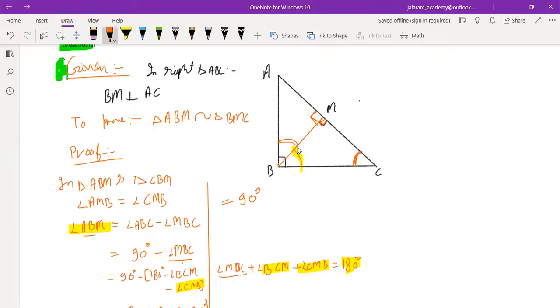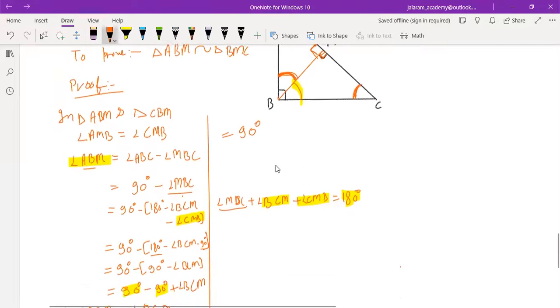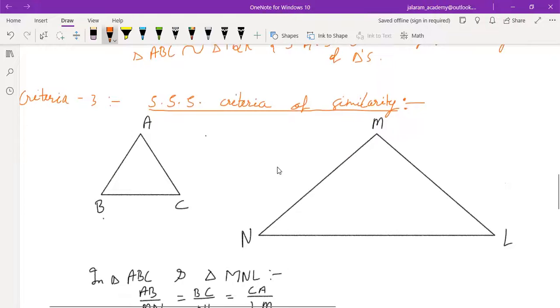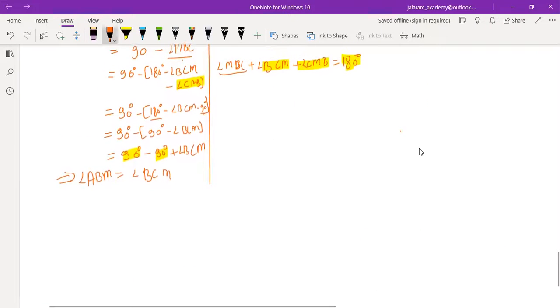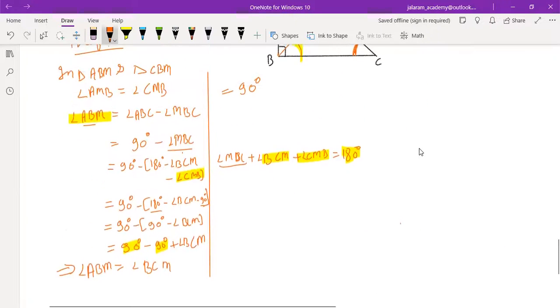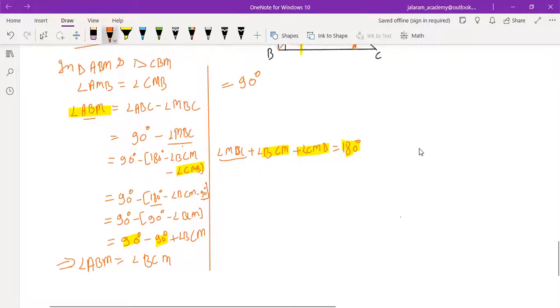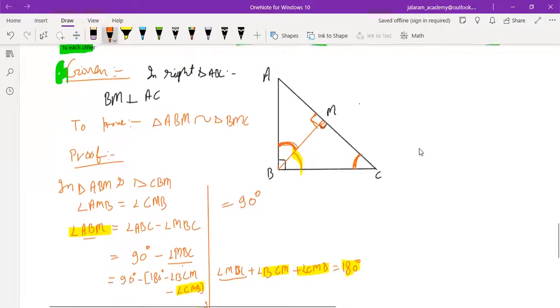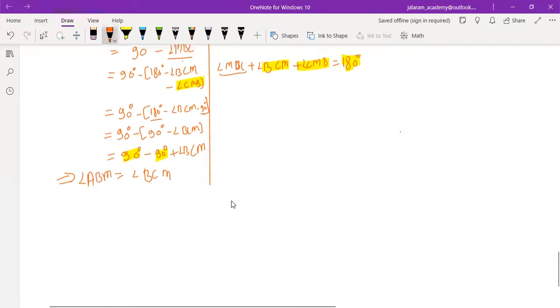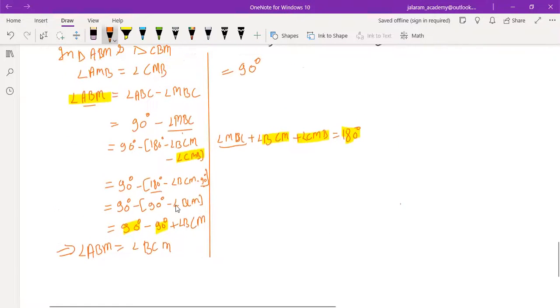So don't use the method of putting it equal to X. Instead, try to prove it without taking any X. So it will make the concepts clear, though initially you will have to face some problems in using this method. So this we have proved now.